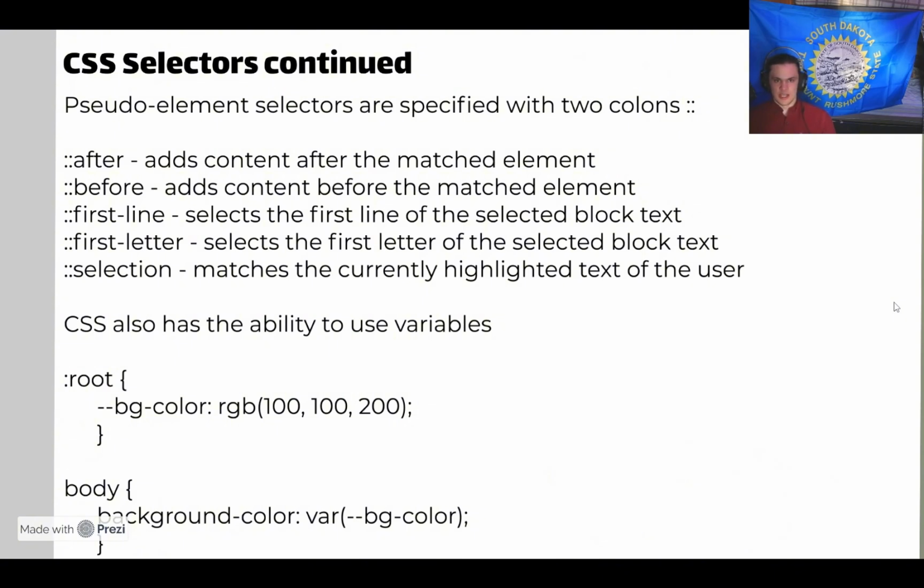Next we have first line and first letter. So first line is going to select the first line of text in whatever element that you choose, and first letter will select the first letter. And lastly, we have selection, which matches the currently highlighted text.